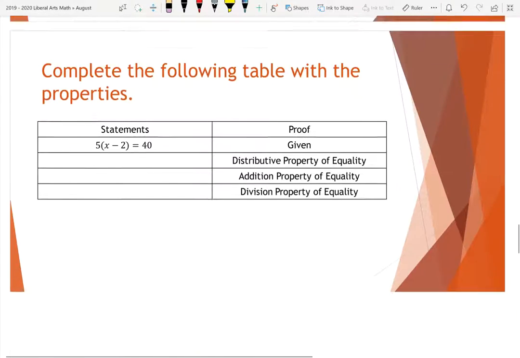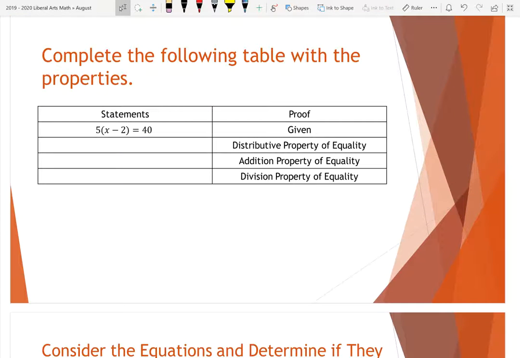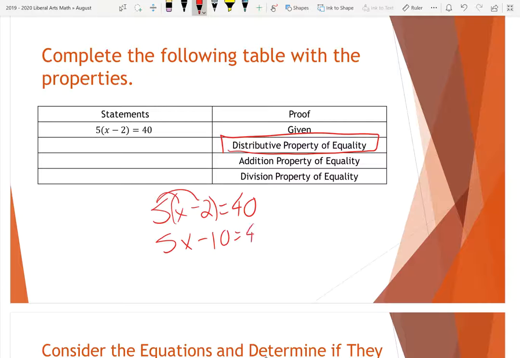All right. Again, we got a similar one. So it's telling us from the get-go, we have 5 times (x minus 2) equal to 40. It says, okay, the first is the distributive property. So we're going to distribute. That gives us 5x minus 10 equal to 40. So that must be this next equation, 5x minus 10 equal to 40.